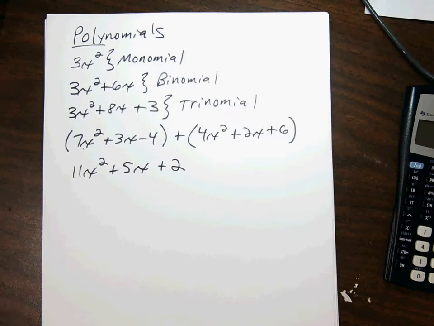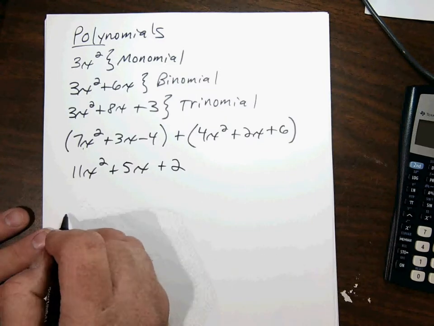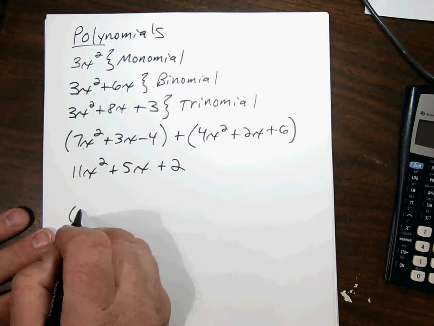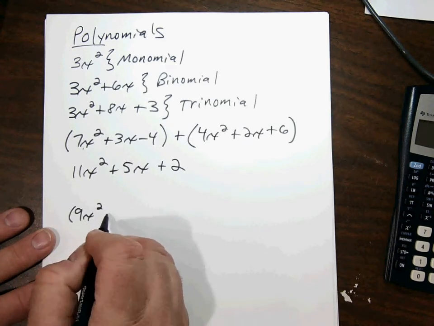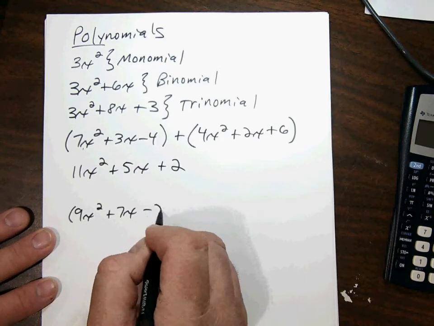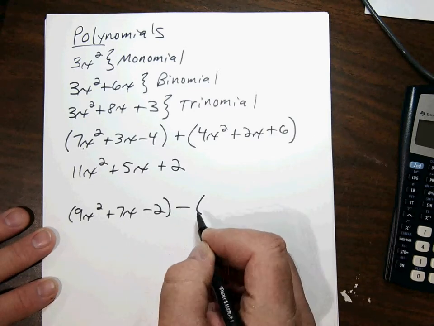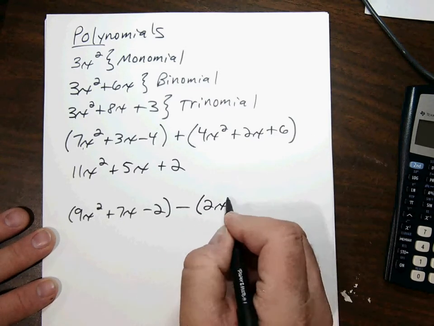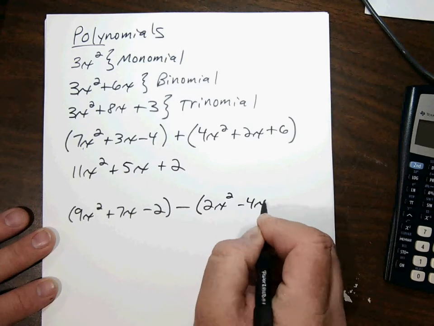All good there? Piece of cake. Adding polynomials really doesn't amount to much other than combining like terms. It's just a little bit different way to express it. What about subtracting? Let's take 9x squared plus 7x minus 2, and now we're going to subtract away 2x squared minus 4x minus 6.